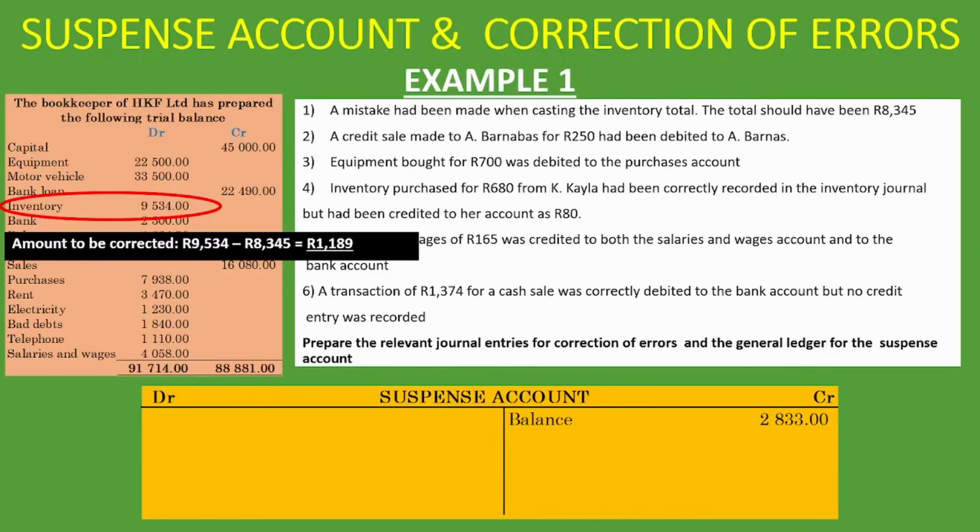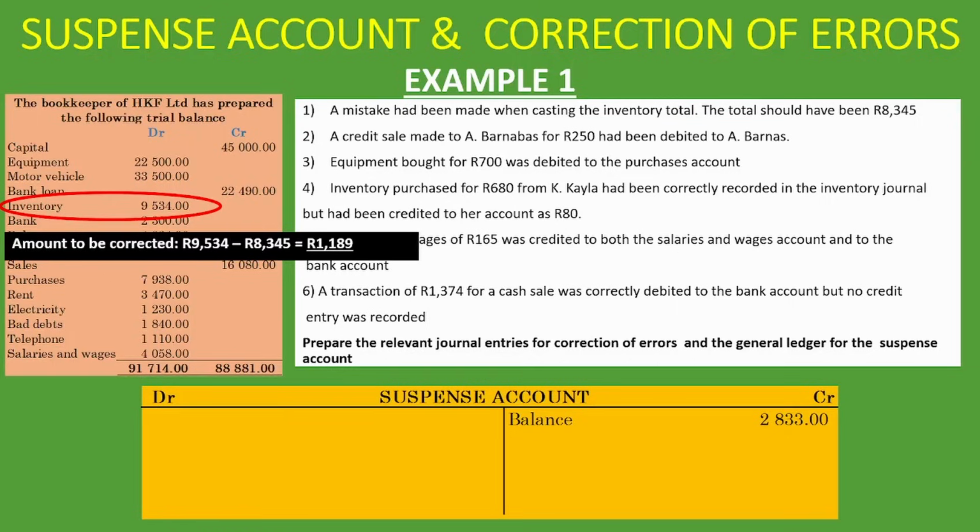Okay, so we overstated our inventory account. That means the debit side is bigger by 1,189 rand, because inventory is an asset, it goes to the debit side. So what do we need to do? We need to reduce our inventory account. How do we do that? We put it on the credit side to reduce it. I hope that has made sense.